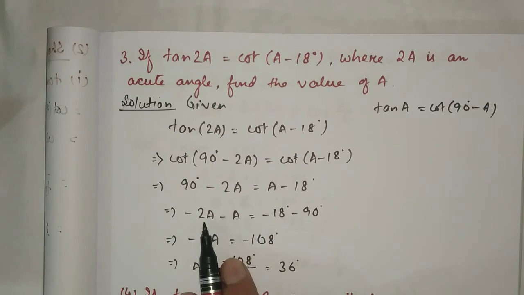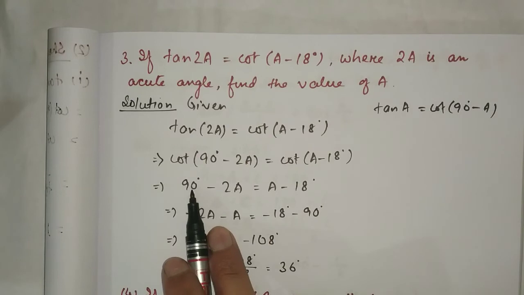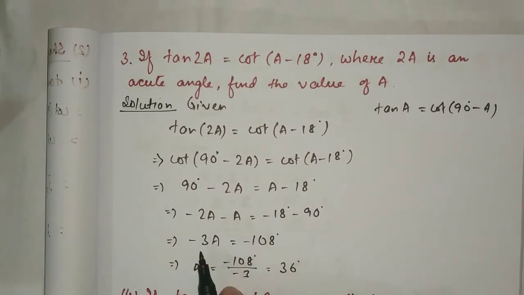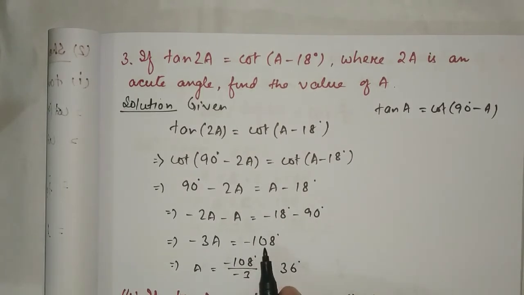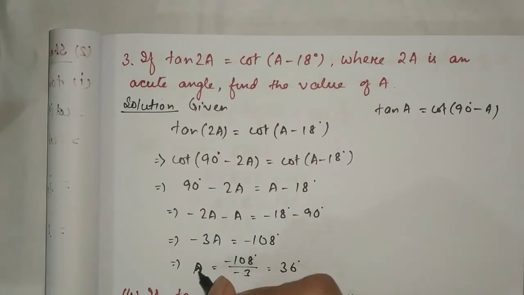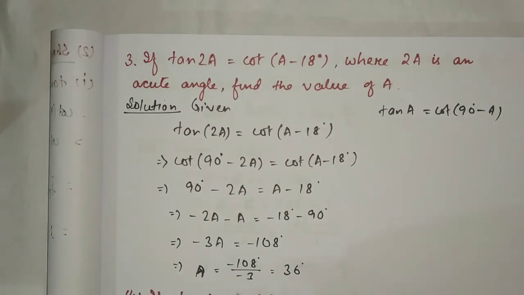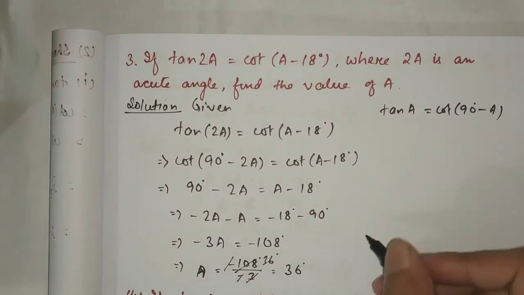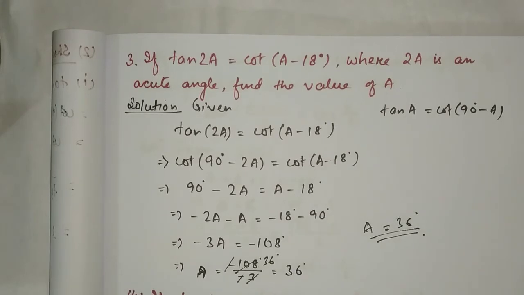So it becomes minus twice A minus A is equal to minus 18, and this plus 90 goes there to become minus 90. So minus 2A minus A becomes minus thrice of A, and minus 18 minus 90 becomes minus 108, and thus we get A is equal to minus of 108 divided by minus of 3, minus minus cancelled out, and this gives us 36 degree. So the answer is A is equal to 36 degree.